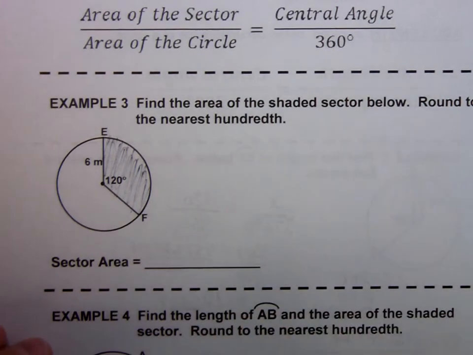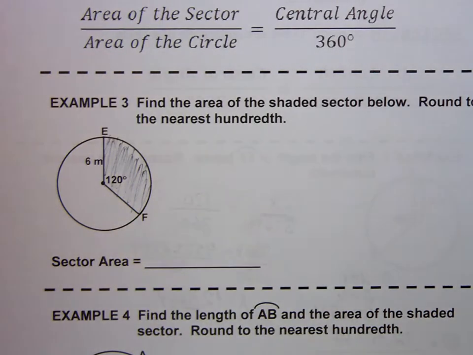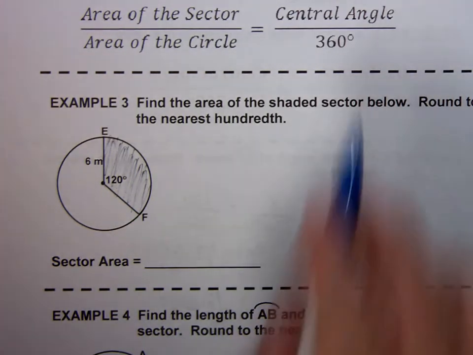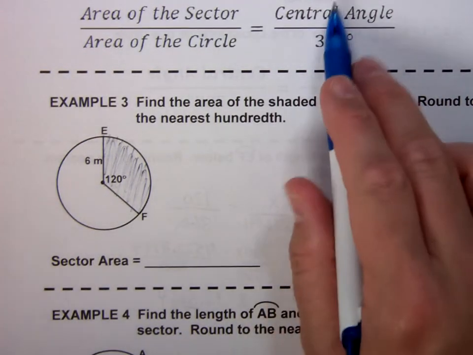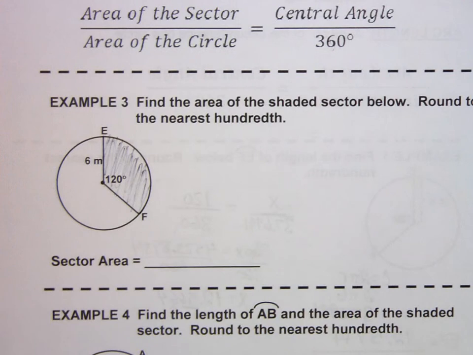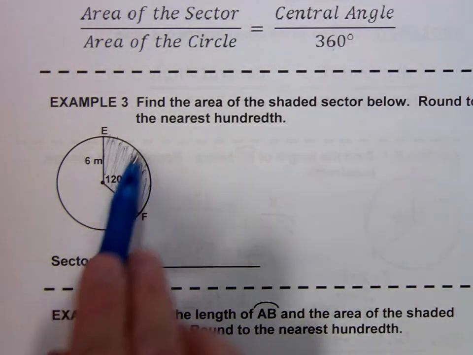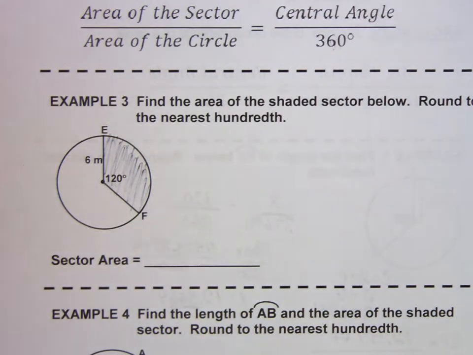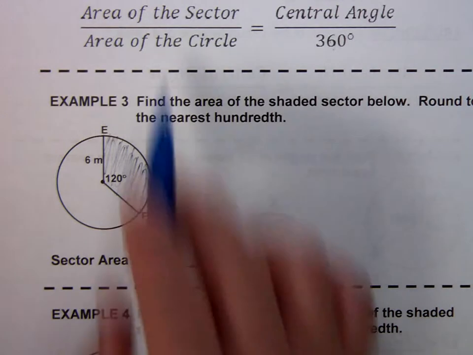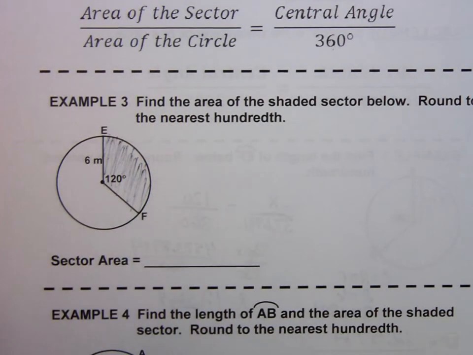Now it's very similar to what we did when we were doing arc length. We're still in our proportion. Each ratio is representing the part over the whole. So notice this part stays the same, central angle over 360, because by doing that, we find out what percentage of the circle we're talking about. The difference is we're no longer talking about the length of an arc. We're not going the distance around the outside. We're now talking about area. So the area of this sector is part of the area of the whole circle.